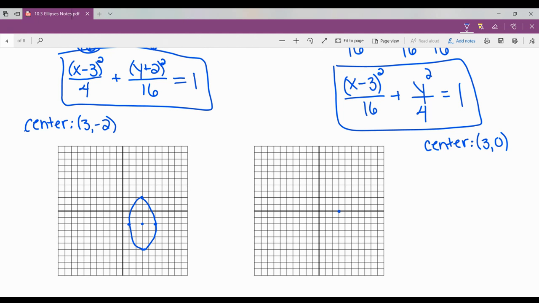And then I'm going to count on my x's, 4 to the right, 4 to the left, 1, 2, 3, 4. 1, 2, 3, 4. And then I count up and down 2. 1, 2, 1, 2. And then I connect all those as best I can to create my ellipse. All right, so that would be what my graph of the ellipse is. All right, so I want you guys to go ahead and try the next couple.